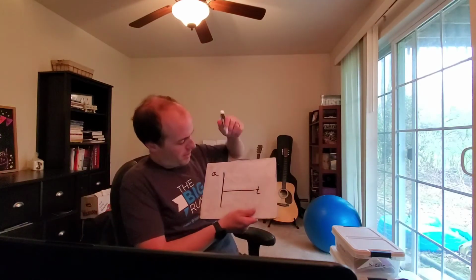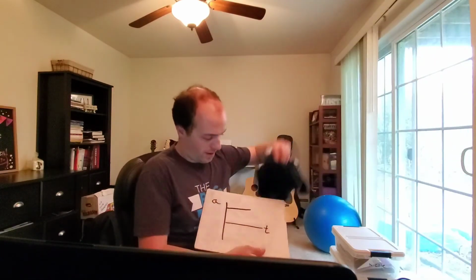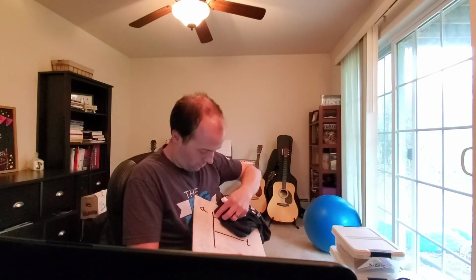Now, the last one is a little bit more complex. It's not super common to see, but it can show up from time to time, and that is an acceleration graph. Okay, so it's key, right? We have here a positive acceleration, and then down here we would have a negative acceleration.